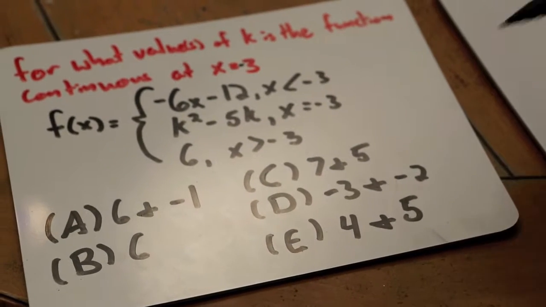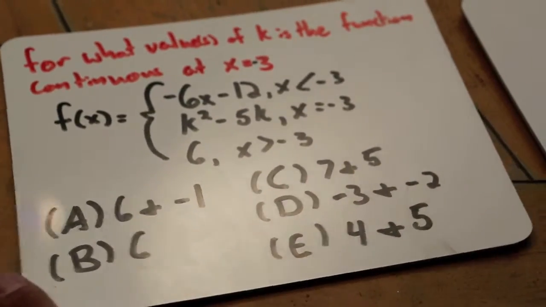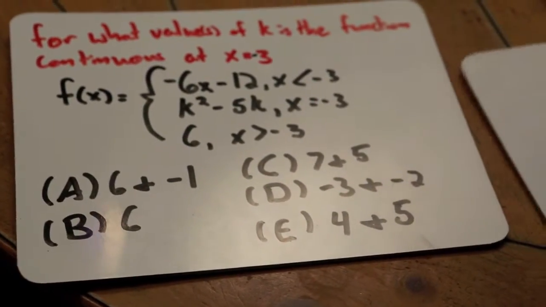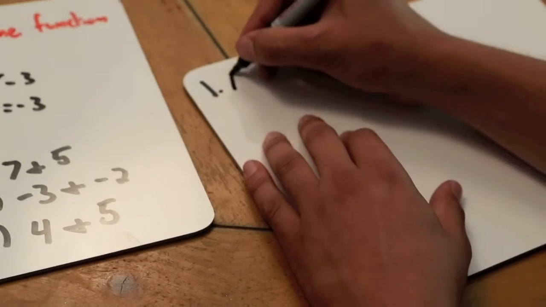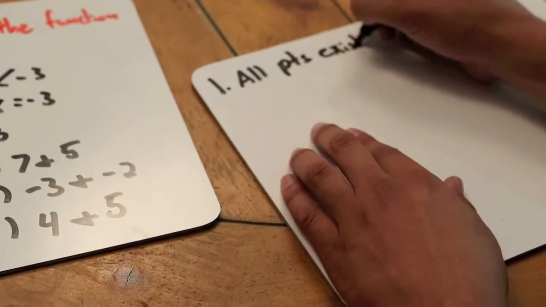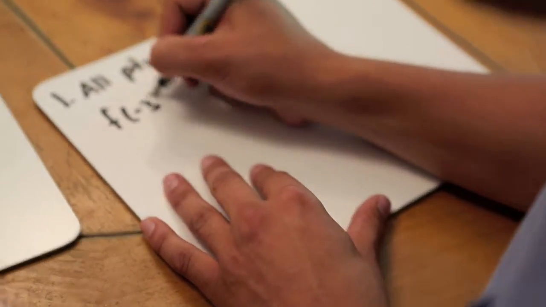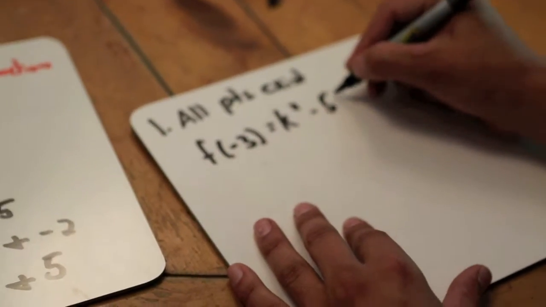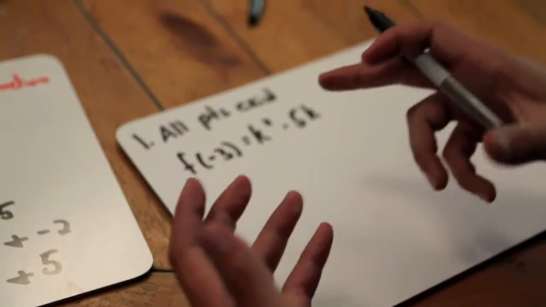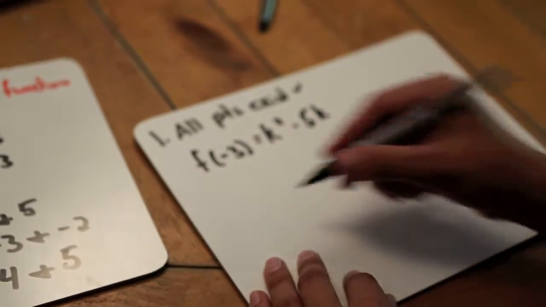And so to do this, we use the three conditions that we talked about earlier to make this k make it continuous. So the first condition, remember, is all points exist. And so it's simple to do that. You just do f of -3 equals k squared minus 5k, saying that when x equals -3, there is some y value according to this equation. So that justifies all points exist.